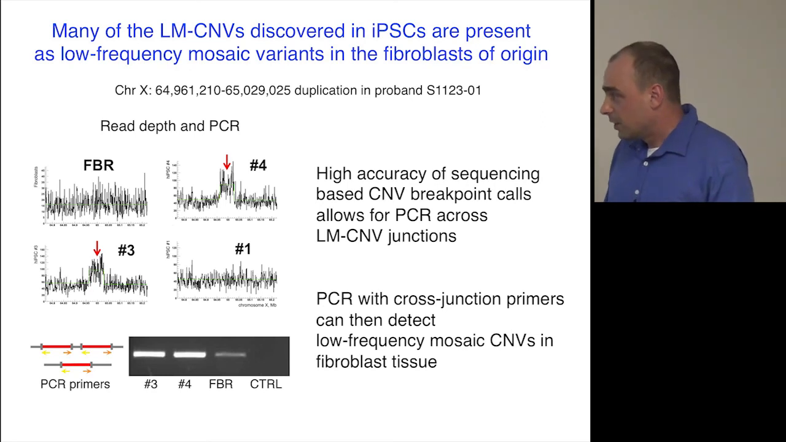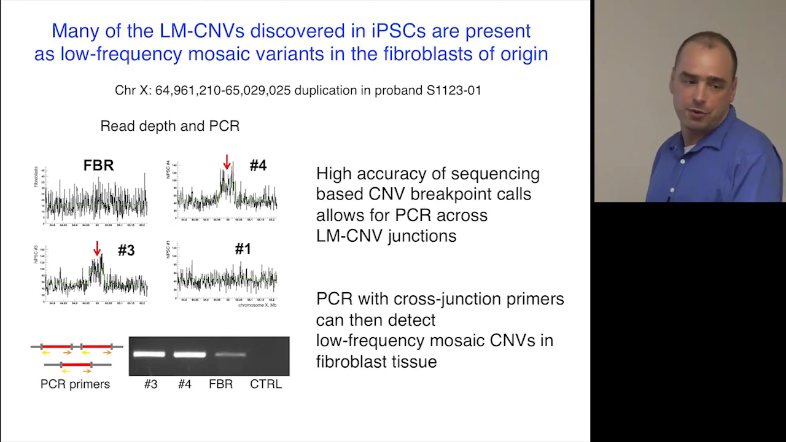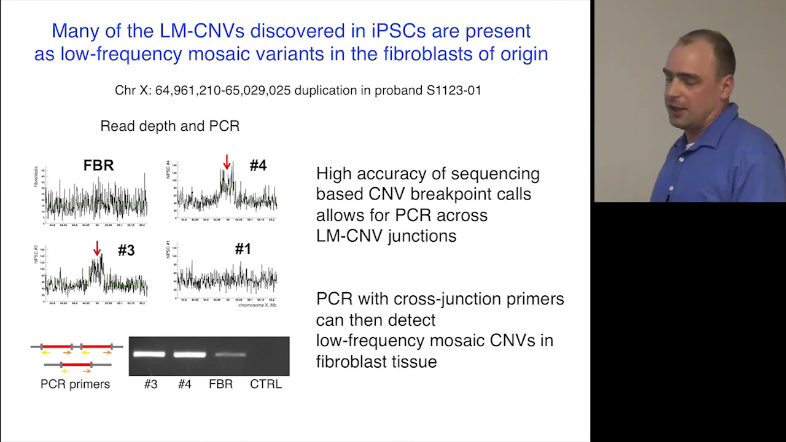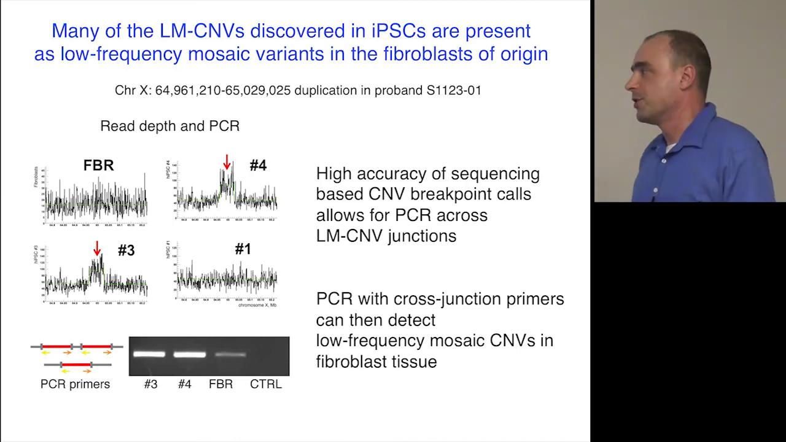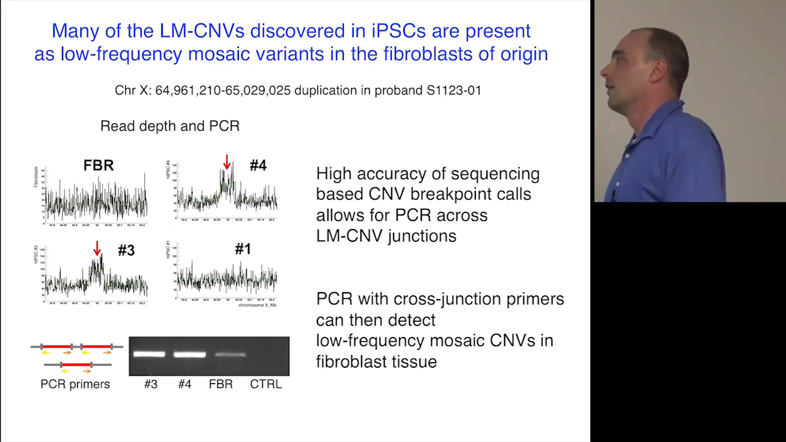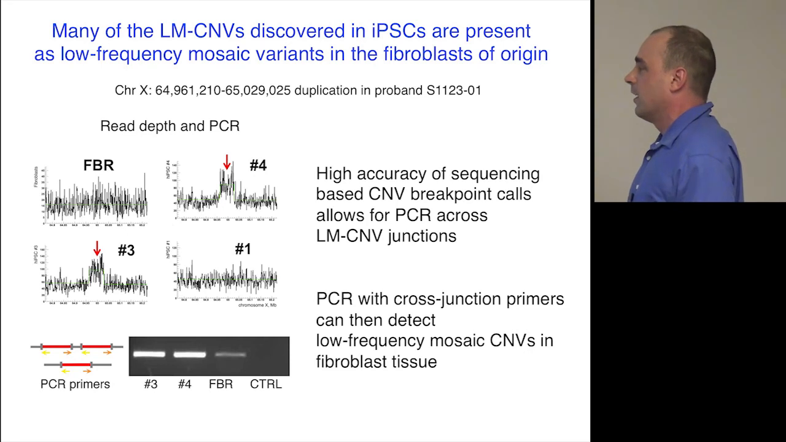At first, we did only these two PCRs. You get a nice strong fragment. You Sanger sequence it, and you have the exact breakpoint sequence down to the nucleotide. What we saw in this case was that these two breakpoints of independently derived iPS lines had the exact same nucleotide breakpoint sequence, which is just very unlikely if they are two independently occurring de novo CNV events during reprogramming.